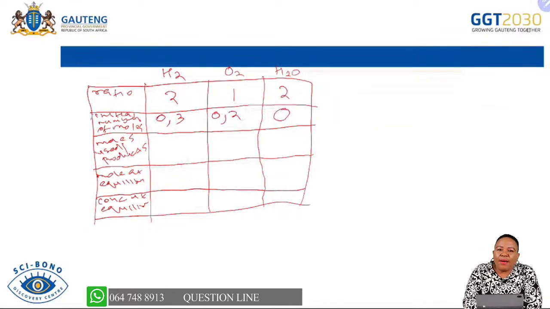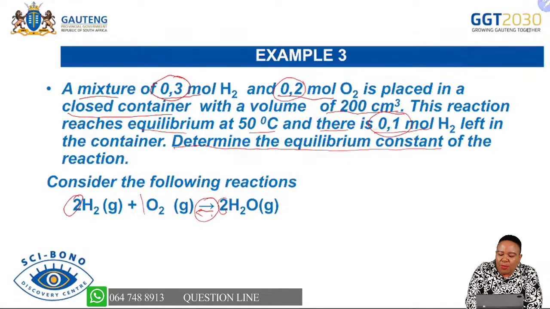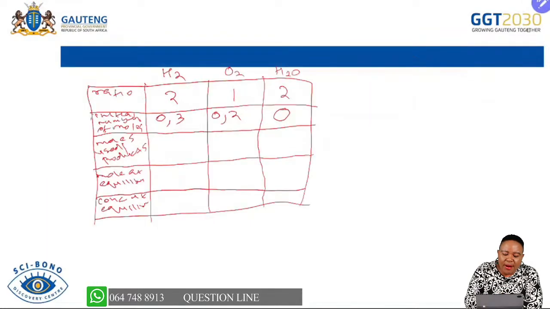And then you don't know the number of moles that you are going to use or produce, but we are told the moles at equilibrium. So we are told that at equilibrium we have 0.1 moles of hydrogen. So we go to equilibrium and say, at equilibrium I have 0.1 mole of hydrogen. Now, how are we going to find out how many moles of hydrogen were used? Because we can see that the system reached equilibrium with 0.1 mole of hydrogen.